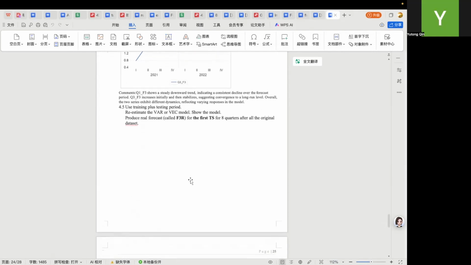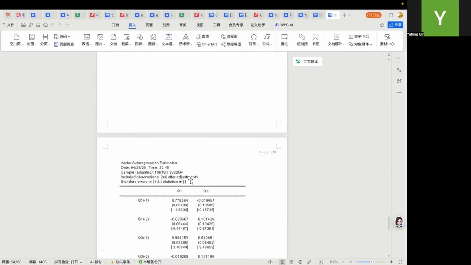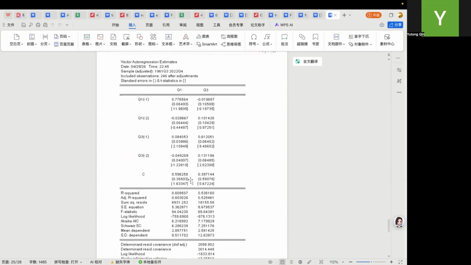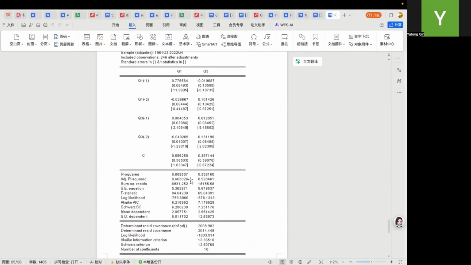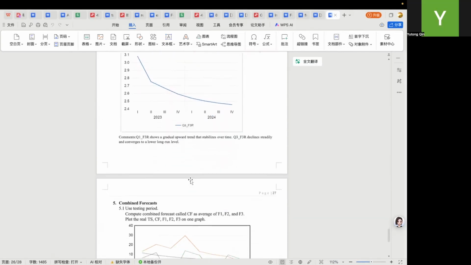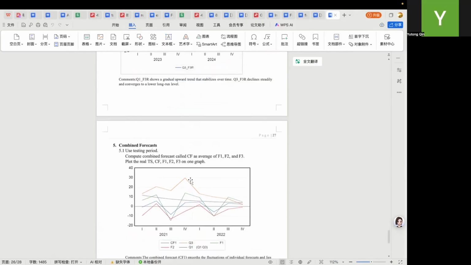Next, we re-estimate the VAR model. The difference is that we use the whole time period here from 1961 Q3 to 2022 Q4. Q1 F3R shows a gradual upward trend that stabilizes over time. Q3 F3R declines steadily and converges to a lower long-run level.